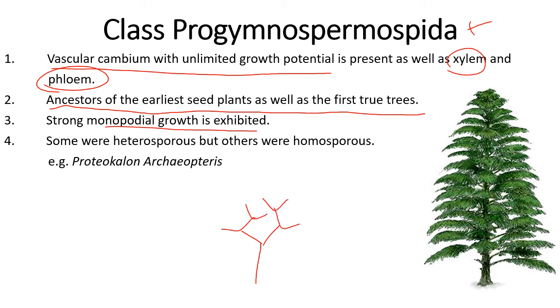Then they show strong monopodial growth. Like we saw the dichotomous growth, everywhere there is a bifurcation, but if you look here they are continuously growing, so that is called as monopodial. Then this class includes heterosporous as well as homosporous members, and examples of these are Protopteridium, Archaeopteris.